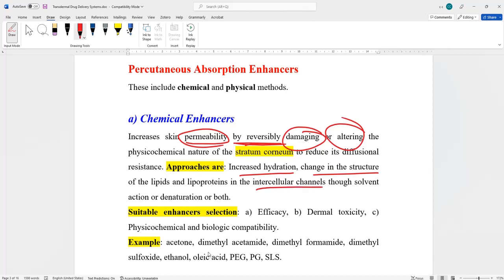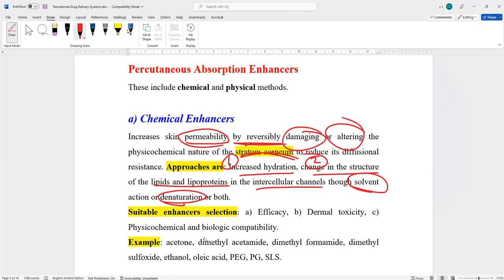If you remember, polar drugs will go through intercellular channels. So it can improve that channel, it can make it bigger, and this will allow the polar drug to pass through these channels. How does it do that? You have lipids and proteins there, and it does that by solvent action or denaturation. So we have one way, hydration, two, acting on the intercellular channels, or it can do both: increased hydration and changing the channels.